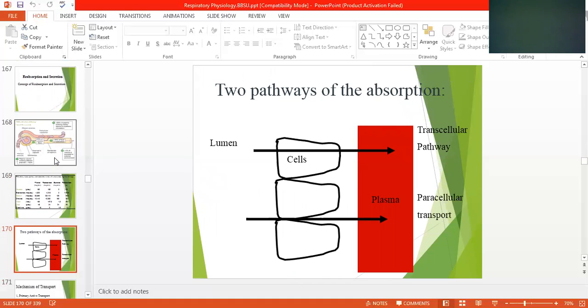Two pathways of absorption. One is lumen to cell, the transcellular pathway, to plasma, and the other is paracellular transport.